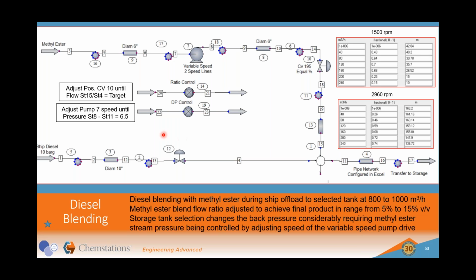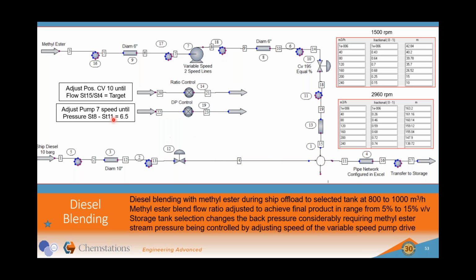And here's the methyl ester coming in through the control valve, and here's the diesel flow coming in. So what we had to be sure of was that the pressure in this leg was always at a suitable point higher than the pressure in this leg, to make sure we transfer and didn't get reverse flows or anything.